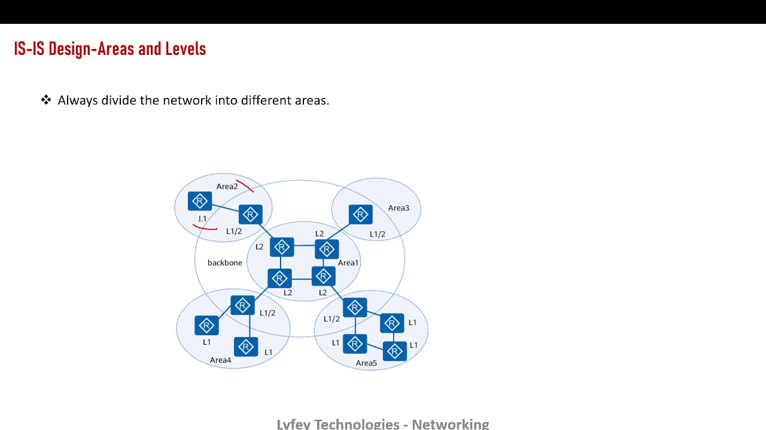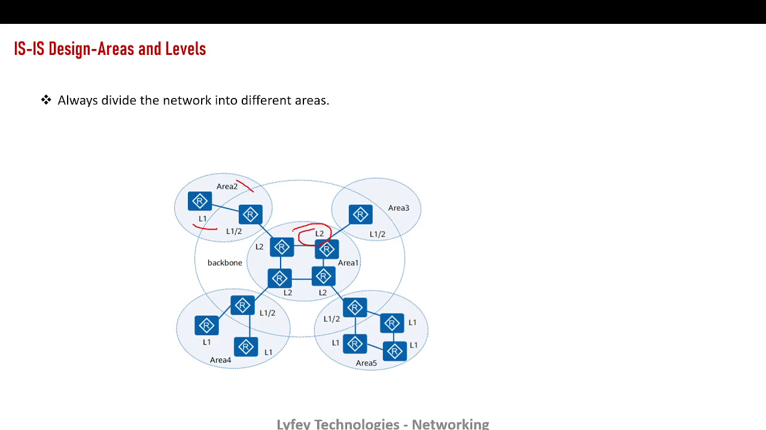It's always a good practice that when you are setting up your network, you divide the network into different areas. On IPRAN, mainly we use level 2. All the routers will be configured as level 2 routers, so they are part of the backbone. They are able to exchange all the routing information without any limitation. So many times we use level 2 and then we set up our network into different areas.